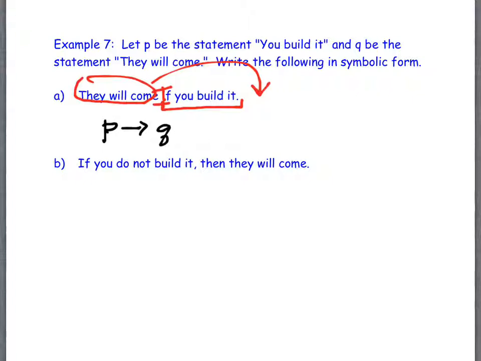And we talk like this. I mean, this is not something that's out of the realm of what we use in conversation. We do this all the time. All right, the second one actually has the if at the beginning, so we don't have to do any moving. It says, if you do not build it, then they will come. So what would that look like?